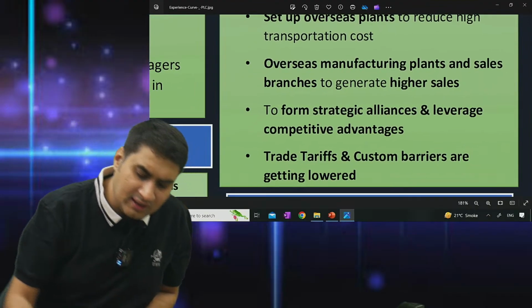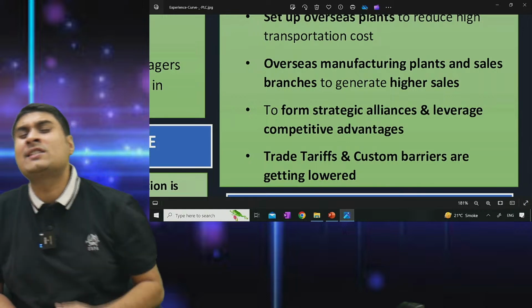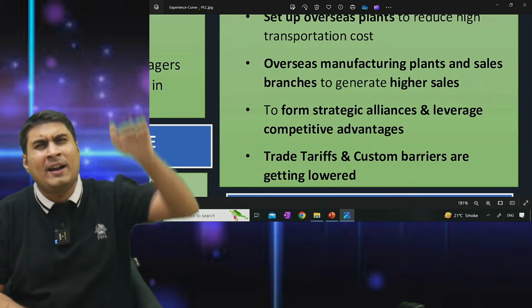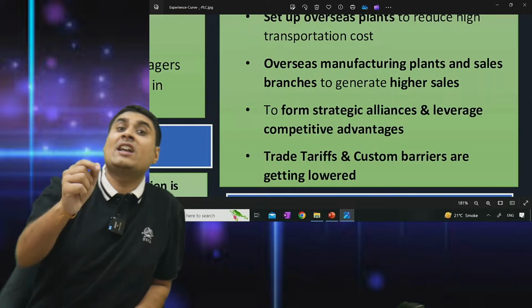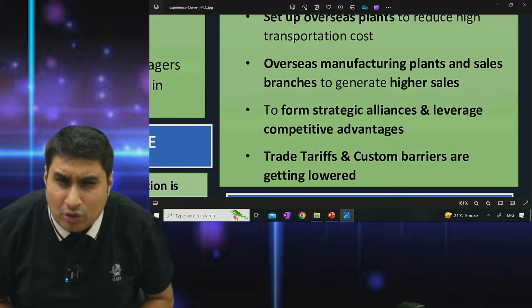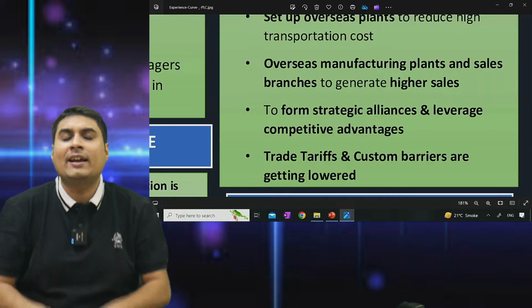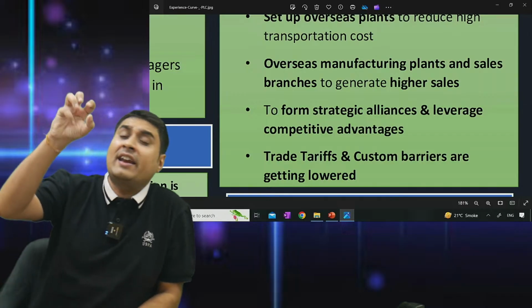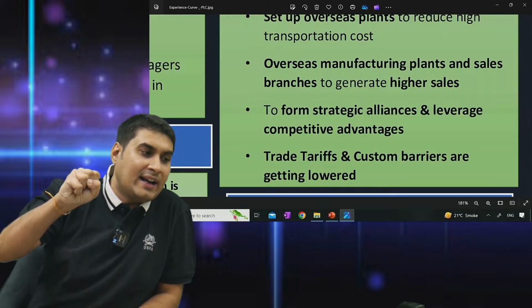4 more points. Setting up overseas plant to reduce transportation costs. Setting up overseas plant and sales branches to generate higher sale. To form strategic alliance and get competitive advantage. Trade tariff and custom barriers are getting lowered.